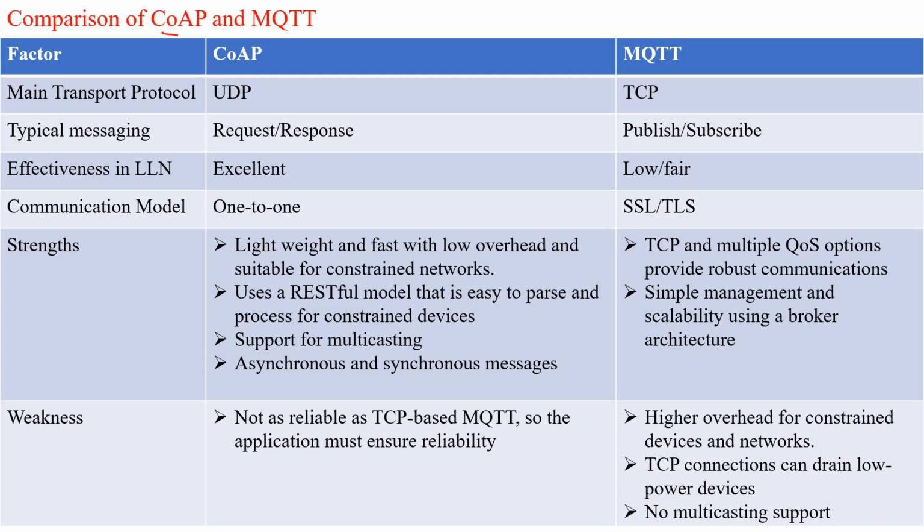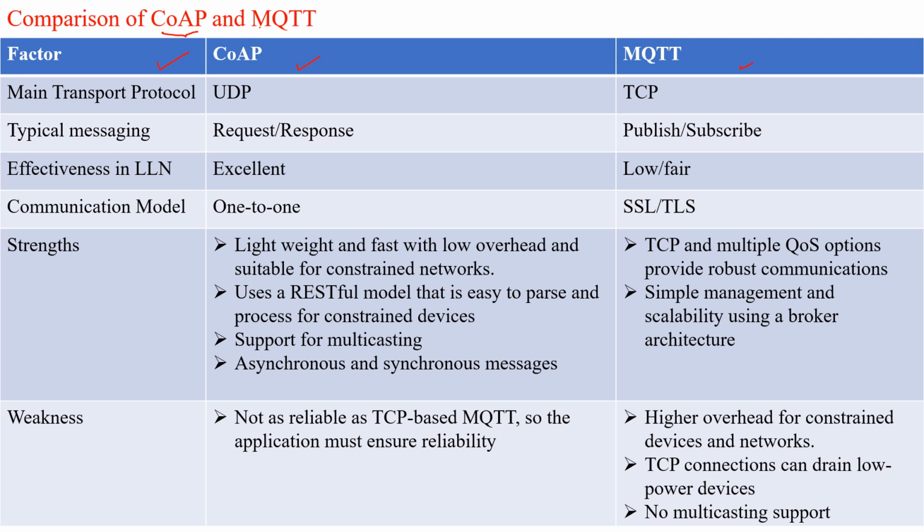So moving on to the last part, you are going to compare your CoAP and your MQTT. So what is MQTT? Message Queuing Telemetry Transport. We have taken some of the important factors, and we are seeing the characteristics of your CoAP as well as your MQTT. It has to be given in a table format. So what are the different factors?